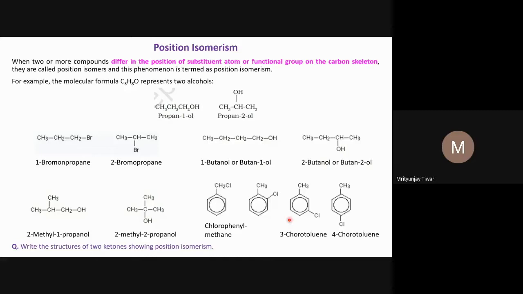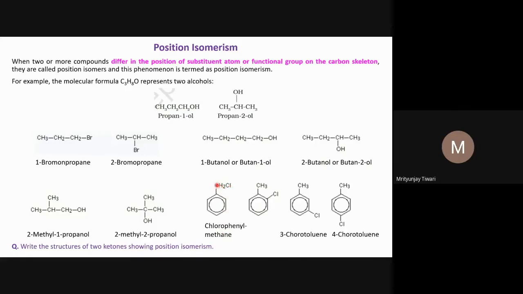Now another example is this, the benzene ring having one methyl and one Cl group. The Cl substituent can be on this carbon atom, or it can be here, here, or here. If this Cl substituent is here, they are all position isomers, and this compound is chlorophenylmethane. This is treated as a substituent, this is also a substituent, and this chain contains only one carbon atom. So this is a chloro substituent.